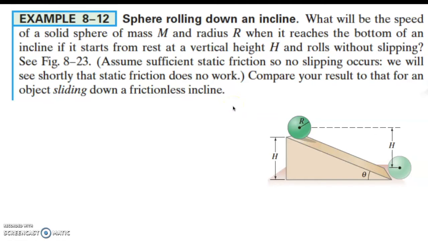So let's talk about some application. We have a sphere rolling down an incline. What will be the speed of a solid sphere of mass m and radius r when it reaches the bottom of an incline if it starts from rest at a vertical height h and rolls without slipping? We're going to assume static friction, so no slipping occurs. We will see shortly that static friction does no work. Compare your result to that for an object sliding down a frictionless incline. It'll be interesting to see what we find. Do it now.